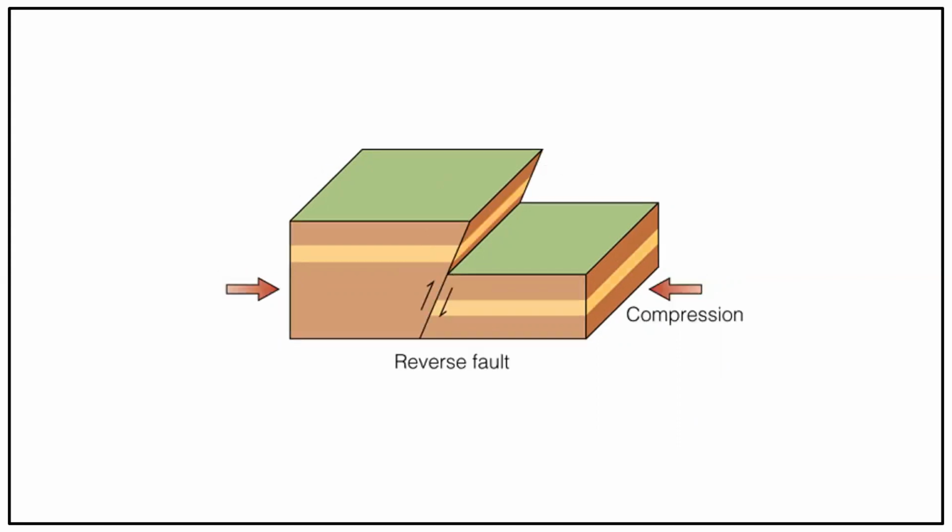Reverse and thrust faults. Reverse and thrust faults are caused by compressional forces that squeeze the crust, pushing one block of rock upward and over the other. These faults are associated with convergent plate boundaries.